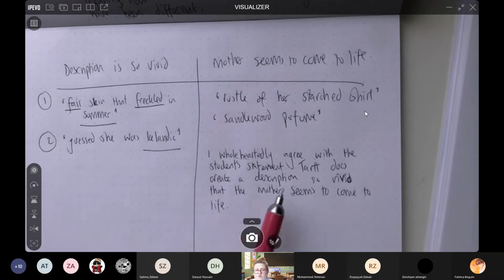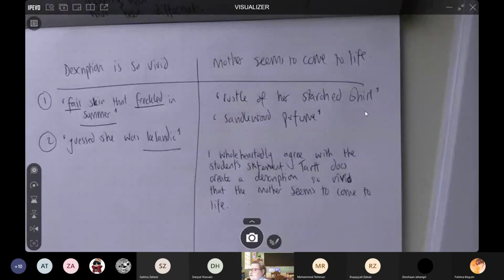So this one statement, I wholeheartedly agree with the student's statement. Tart does create a description so vivid that the mother seems to come to life. It's not going to get me loads of marks, 2, maybe 3, but I've already started scoring marks on this question. And if I get 2 marks for this, that's already 2/5 of potentially what I've got in the previous question as well. And this exam is about marginal gains, making sure that we do slightly better on every single question. So if you didn't answer question 4, just writing something as simple as this will pick you up some marks. But we need more than 2 marks, okay?